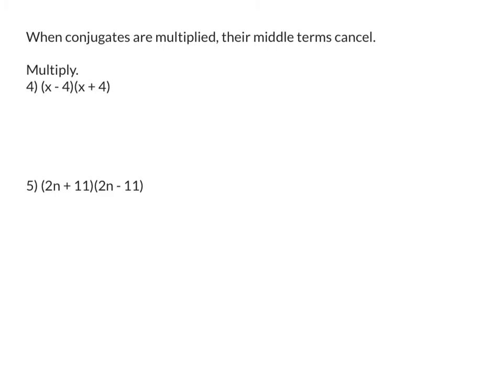So in number 4, when I take x minus 4 times x plus 4, well, I can take x times x, x times 4, negative 4 times x, and negative 4 times 4. And when we add like terms, a positive 4 and a negative 4 cancel, and we just get x squared minus 16.